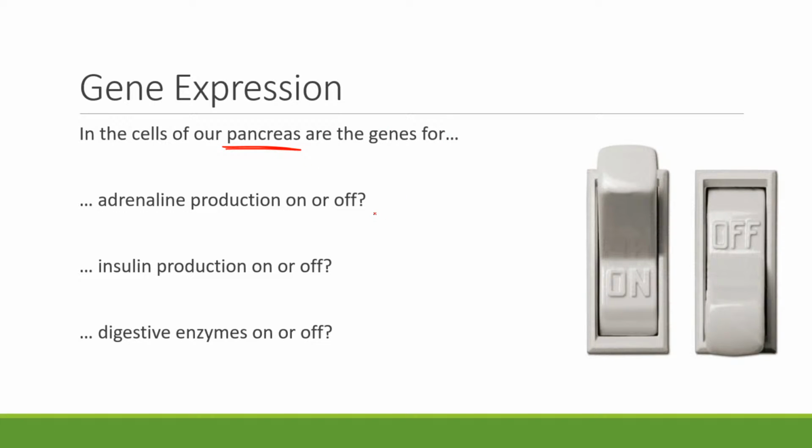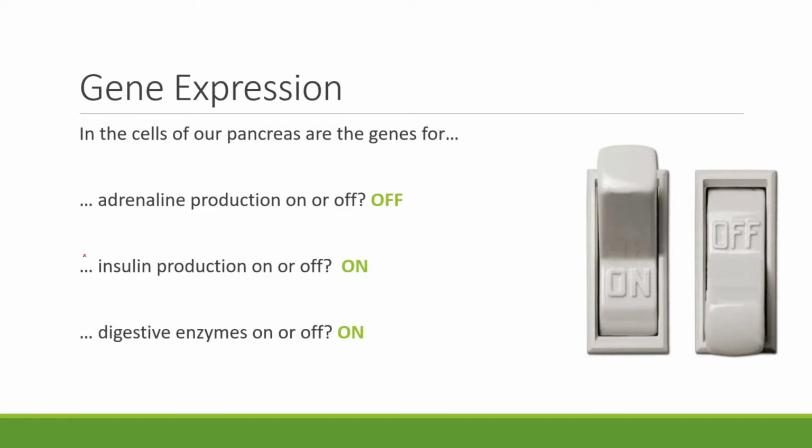The cells of our pancreas have some genes on and some genes off. Adrenaline production doesn't happen in the pancreas. We make that in our adrenal glands. So for adrenaline, we're going to have that off. We're never going to have our pancreas making adrenaline. Our pancreas makes insulin, so we'll have that on. That's the place where insulin is made. Digestive enzymes are made in the pancreas, so those genes will be on.